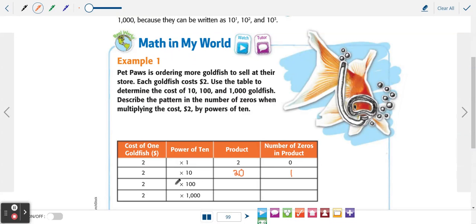2 times 100, right? There's a shortcut as these numbers get bigger. Really, you're doing 2 times 1 and adding the zeros in. You keep those zeros, move them over. Although you should already know that 2 times 100 is 200. So we count up how many zeros are in this product, and there are 2 zeros.